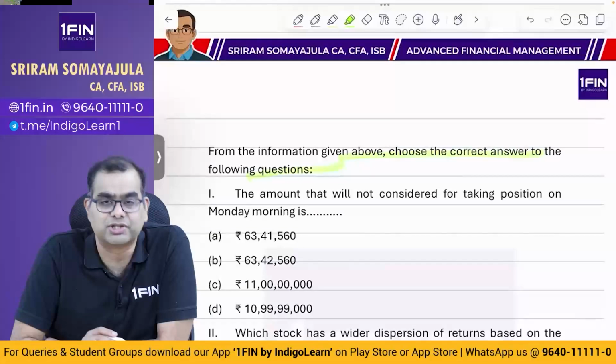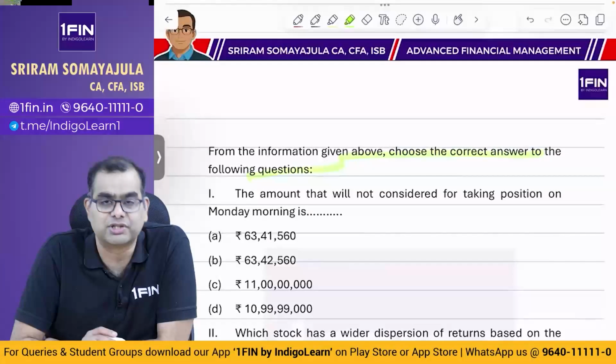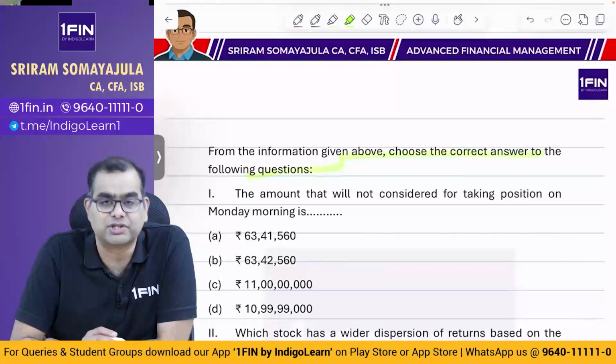Now, from the following information, choose the correct answer. The amount that will not be considered for taking a position on Monday morning. How much will not be considered? We thought that only 1,000 rupees will be there. No. So what they are saying is, 1,000 is not in the option also. So basically they are saying that don't take this. Please don't consider any amount for taking a decision because the details of which were not available.